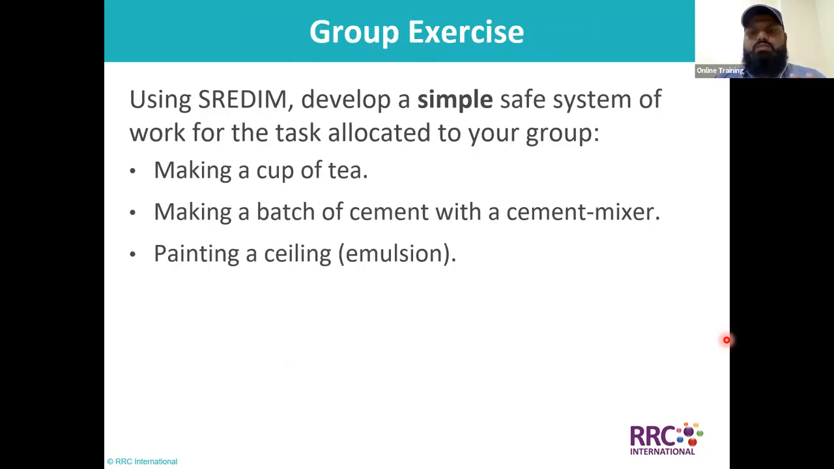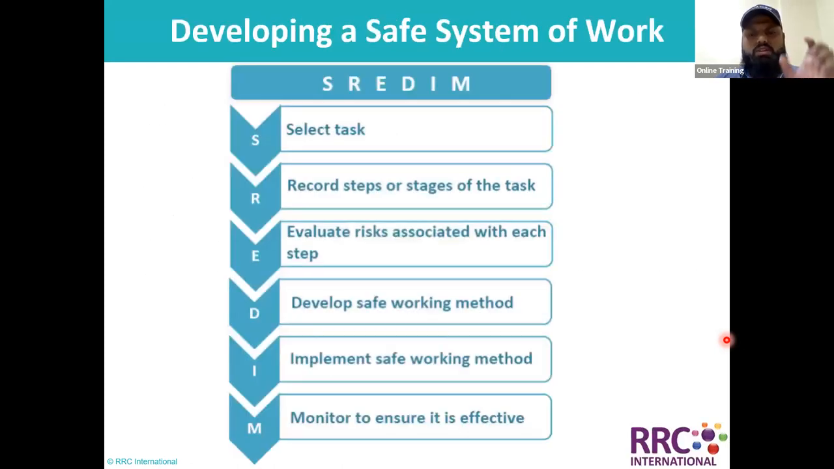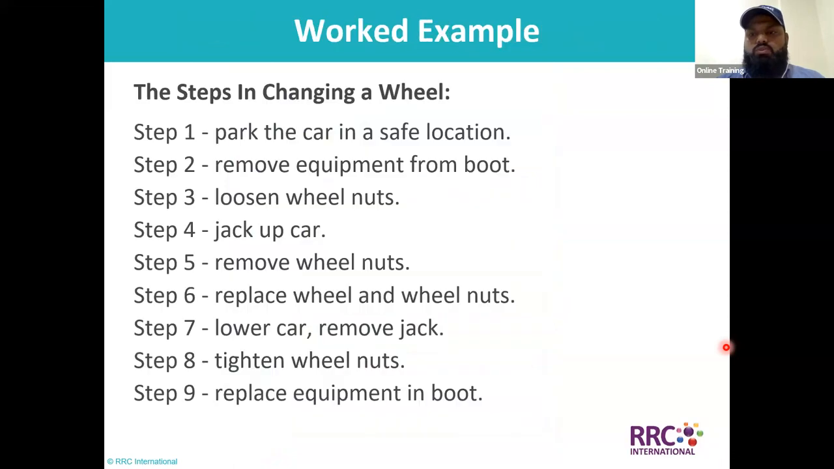So over here, safe system of work is basically, once we talk about the safe system of work, it moves along with the SRIDM, where we are selecting the task, recording the steps or the stages of the task. We are evaluating the risk associated with each step. We are developing the safe work method, implementing them, and monitoring them to check if these implemented controls are effective or not, or in case we have to implement some new controls, or do we have to revise or review our whole system.